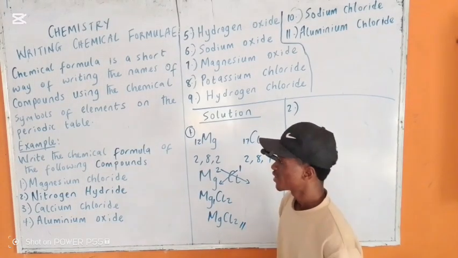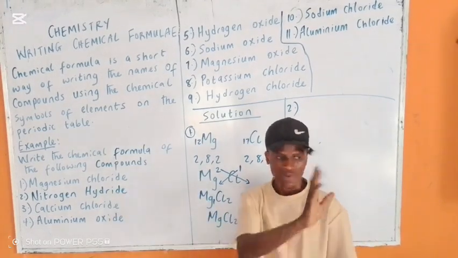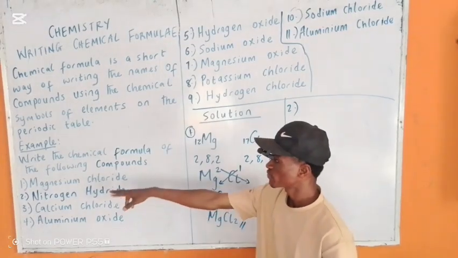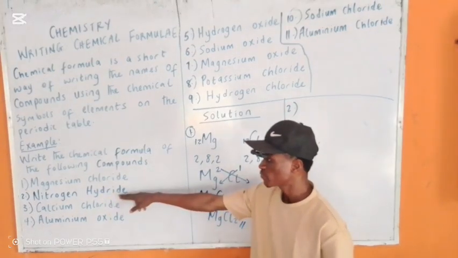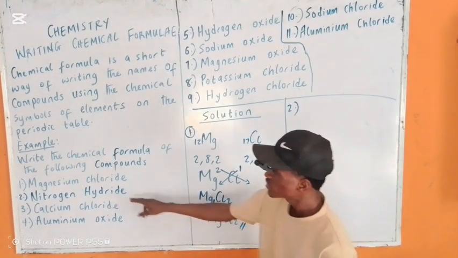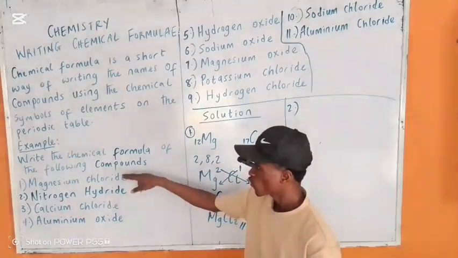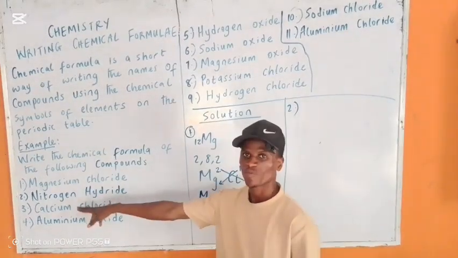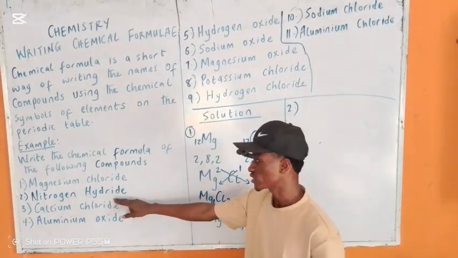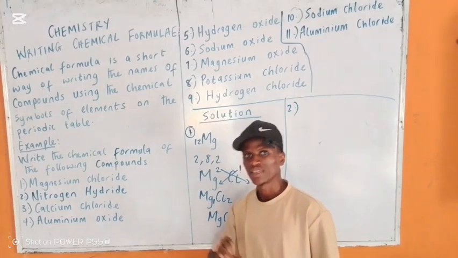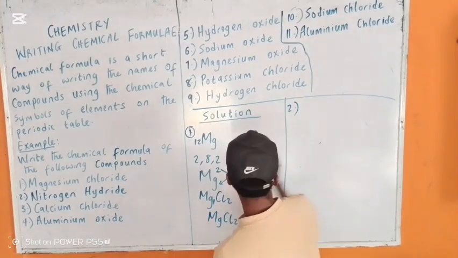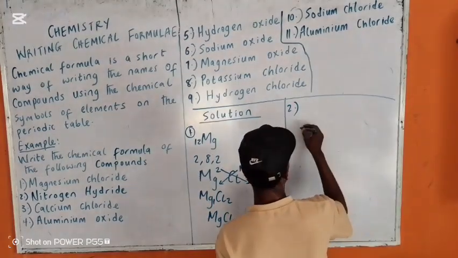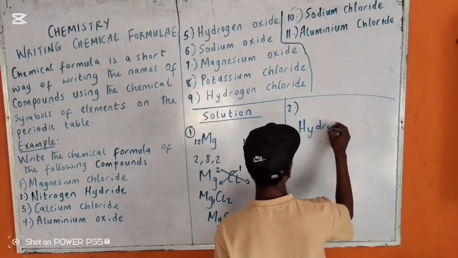So we have nitrogen and hydrogen here. When hydrogen combines with nitrogen, we have nitrogen hydride. So what happened there? Let me write the name in full. We have hydrogen.